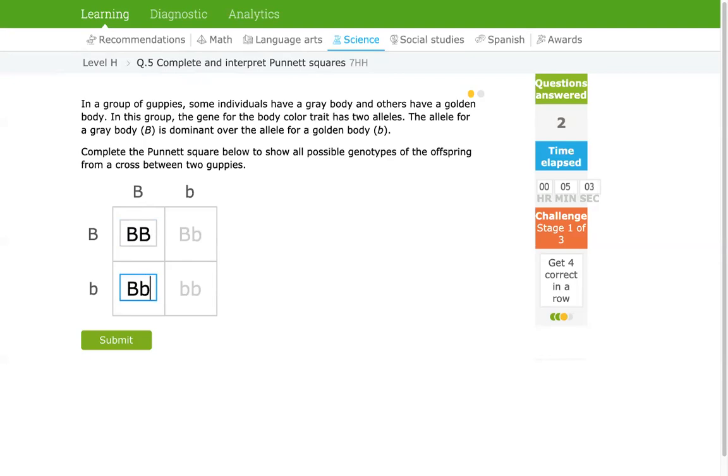How many fish are going to be gray over how many fish are going to be golden? What's the ratio? Okay, Miss Lori is saying 3/1 because we have this one being gray because it has a dominant B. This one's going to be gray with this dominant B, and this one has a dominant B. This is the only one that is going to be golden. So you are correct. The ratio is 3/1.